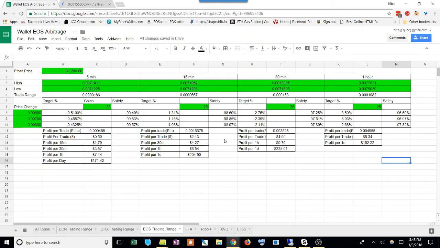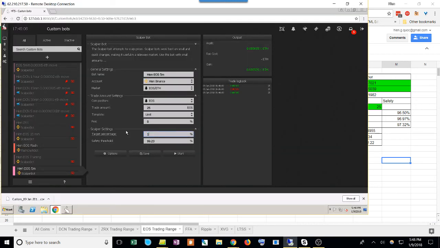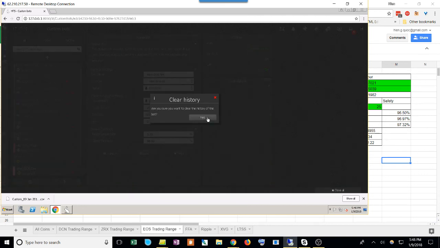So we're gonna put 1.31 to do the 15-minute swings. 1.31 to do the 15-minute swings. 98.69. Save that. Okay, and that should be good. I'm gonna go ahead and not run. I'm gonna clear this. Yes.